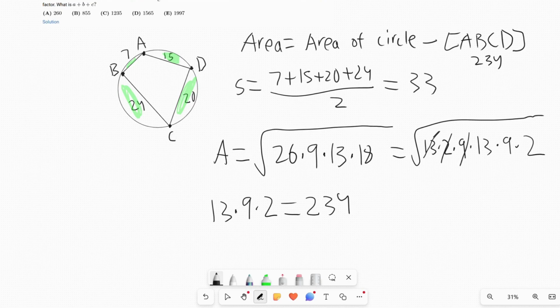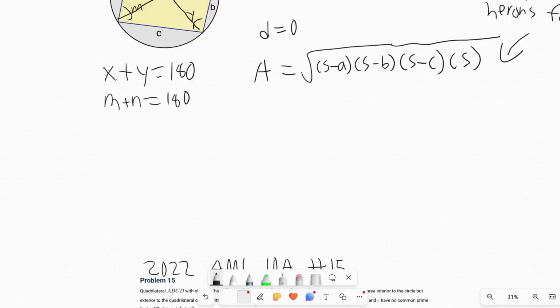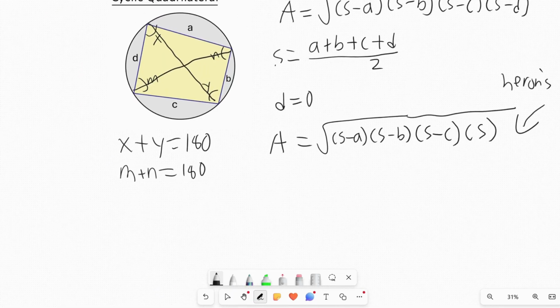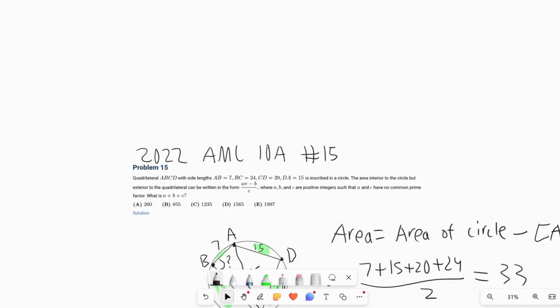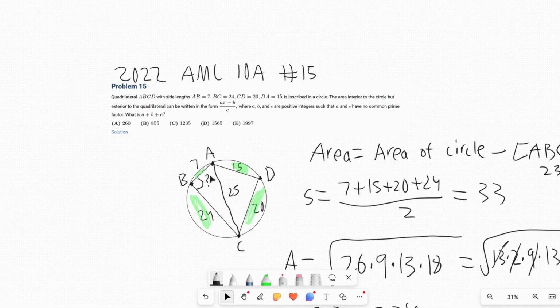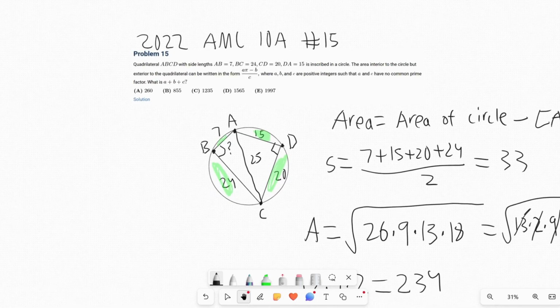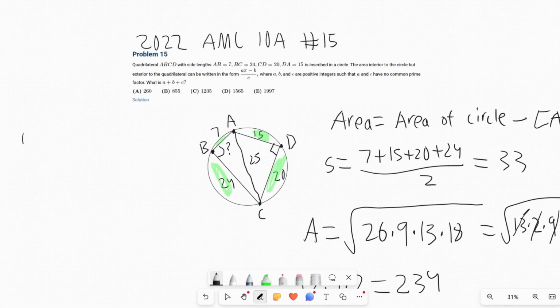And that's where a second observation comes in. When we see 7 and 24, we should automatically think of a right triangle with the third side 25. So now let's assume for now this is 90 degrees. And we know the opposite angle must sum up to 180 degrees. Which means if ABC is 90 degrees, that means ADC must also be 90 degrees, which forms another right triangle. And we can check if this works.